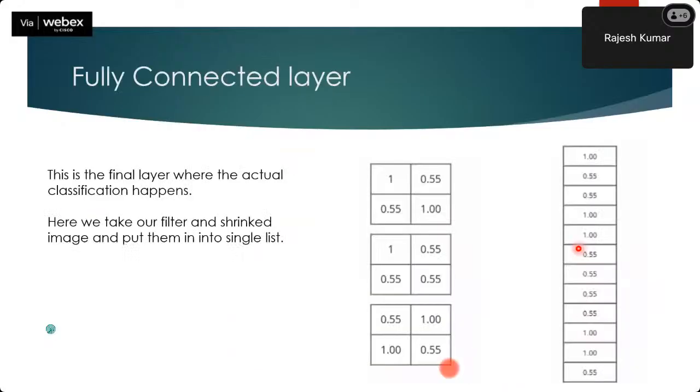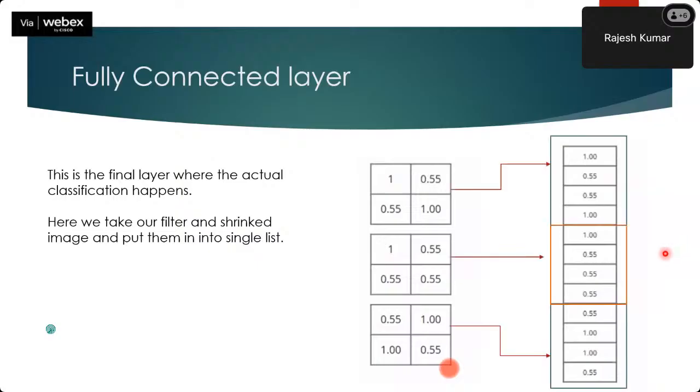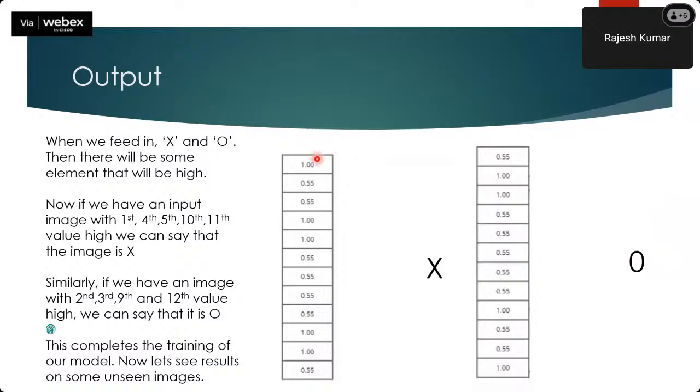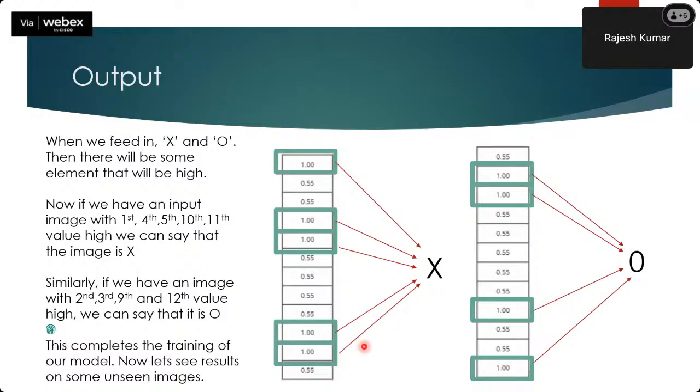So what we can do now is put in a fully connected layer. We arrange them in a sequence like this: 1.55, 0.551, and likewise. And then I take a simple single layer fully connected network. So this one is first, then second, and third. This one is for one image, this one is another image, and now I can use a simple single layer fully connected neural network to identify it. And why does it identify this as X and this as O? Because of how the values are arranged and placed.